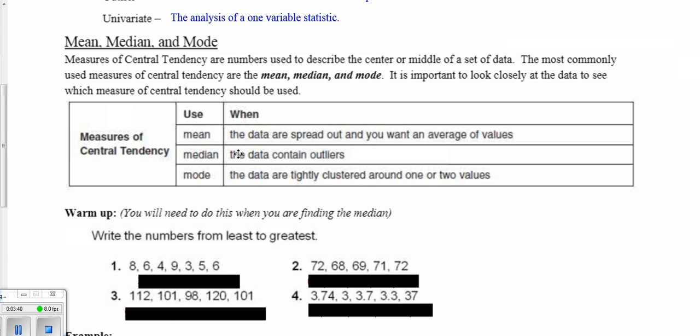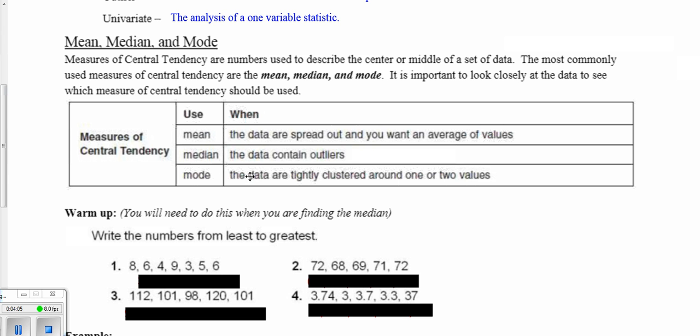If your data contains some outliers, some things on the outside either too big or too small, you might want to use the median to describe the middle of all of your data. Even though the outliers are really big numbers, they're going to throw off the average. They really won't throw off the median that much. So that'll help show the middle of all of your numbers.